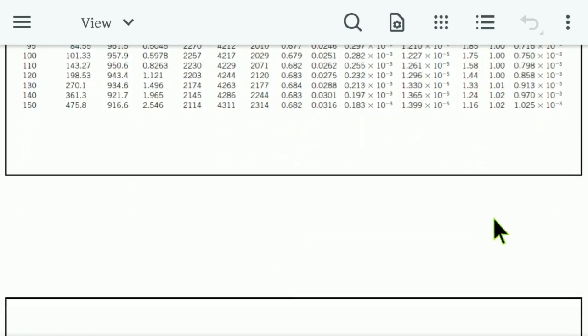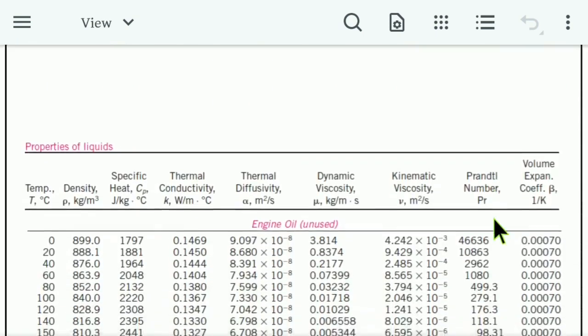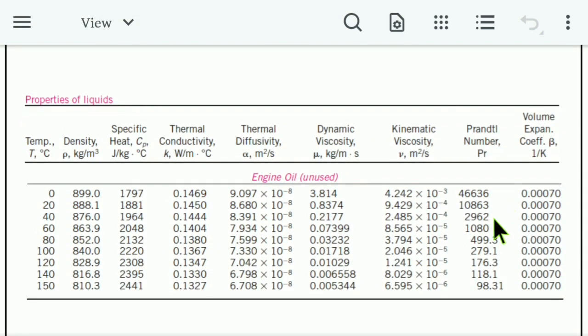We need another property table, and this one is properties of liquids. From this property table we can know temperature, density, specific heat, thermal conductivity, thermal diffusivity, dynamic viscosity, kinematic viscosity, Prandtl number, and volume expansion coefficient beta. So to solve this particular question, we need these two property tables.